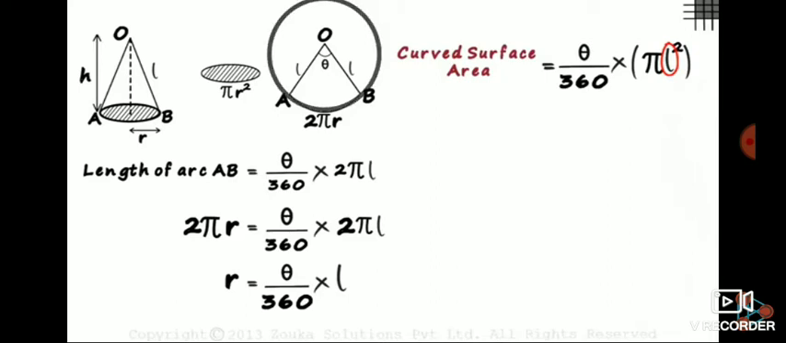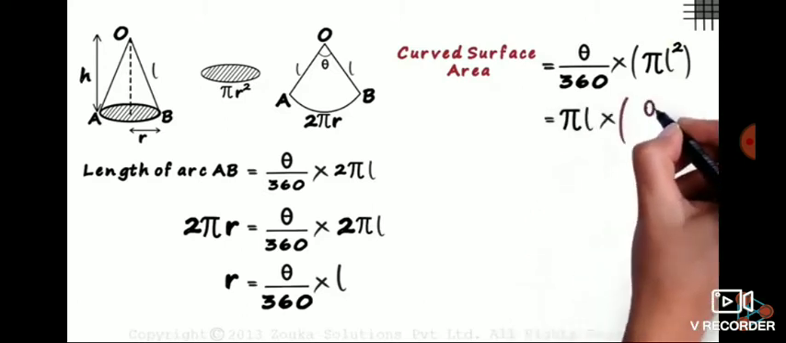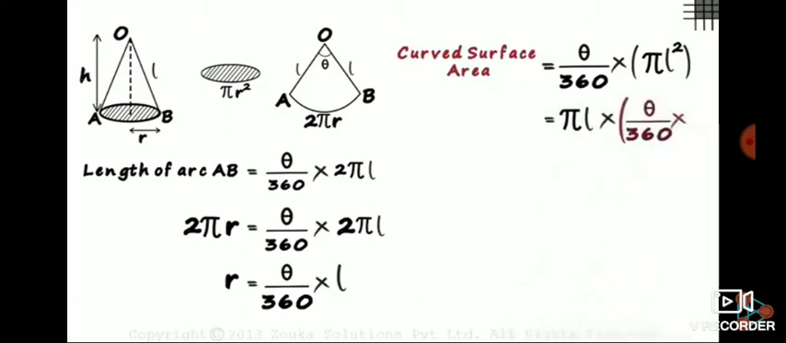Can we write this a bit differently? Yes, this can also be written as pi L multiplied by theta by 360 multiplied by L. We have just split pi L squared into pi L multiplied by L. But this part in brackets, as we just found out, is equal to r. So the curved surface area will be pi L multiplied by r.